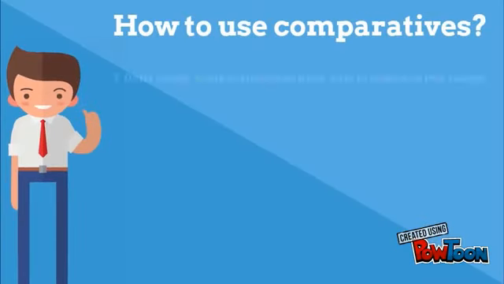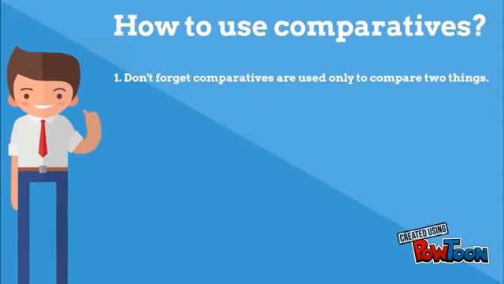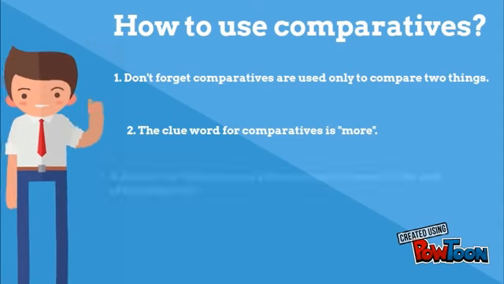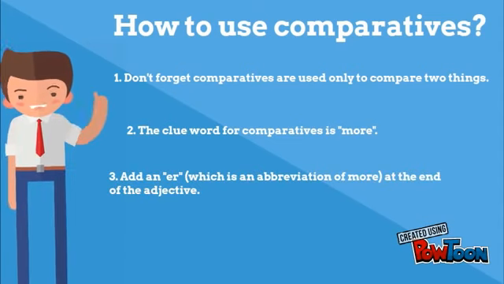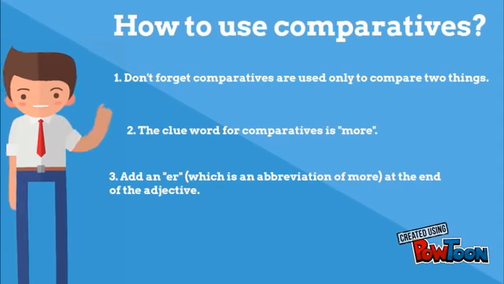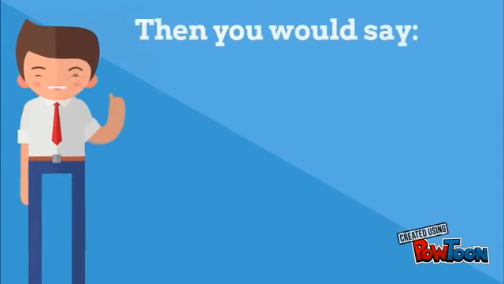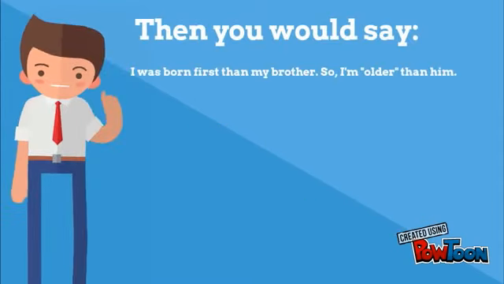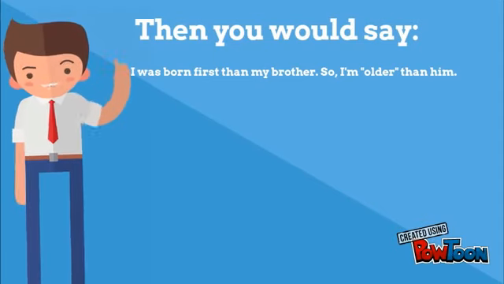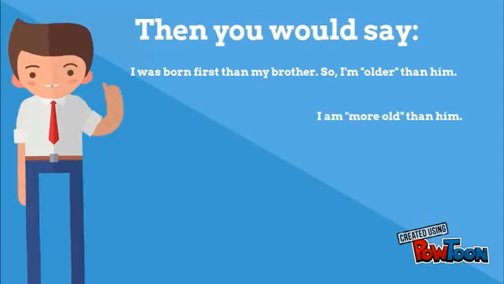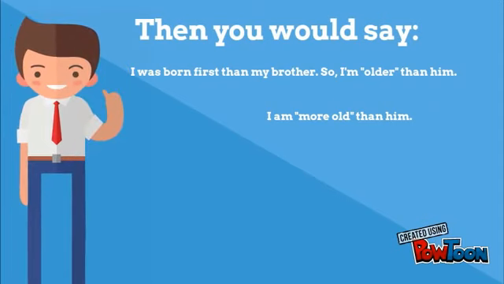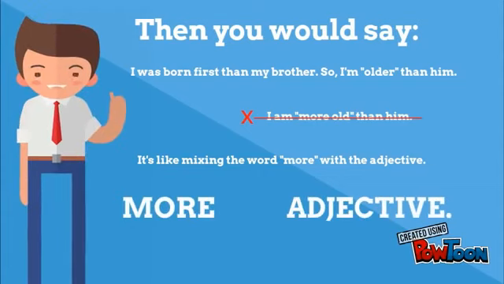How to use comparatives? First, don't forget comparatives are used only to compare two things. The clue word for comparatives is more. Add an ER, which is an abbreviation of more, at the end of the adjective. And if the adjective is too short, just duplicate the last letter. Then you would say something like, I was born first than my brother, so I am older than him. What you cannot say is, I am more old than him. This is not correct. It's like mixing the word more with the adjective.